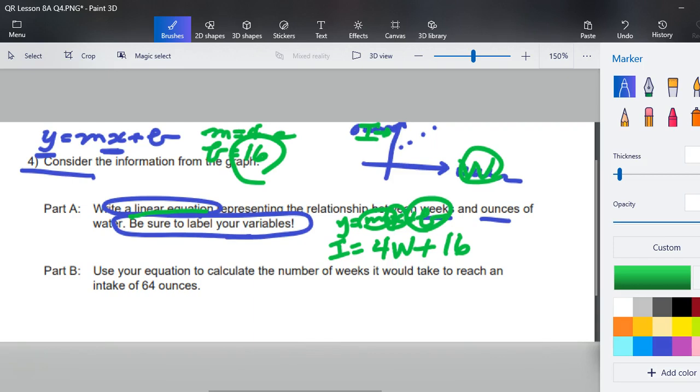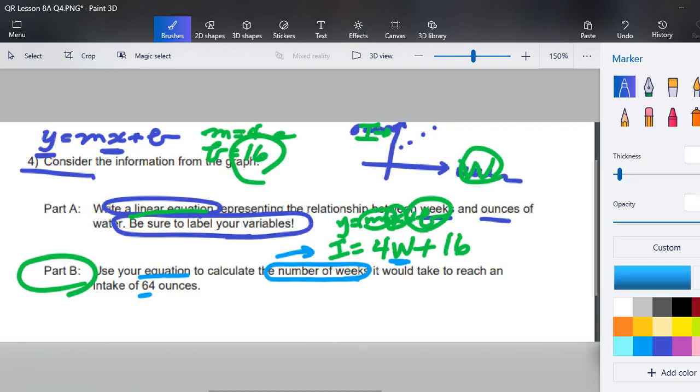With that in mind, part B says, let's do a calculation. So question 1 asks us just to play around with and figure out how long it would take. But if we've got an equation, we can do it very quickly and exactly to find the number of weeks. So we're looking for the W. How many weeks is it going to take to reach an intake of 64 ounces? So you would always want to rewrite your equation. In this case, it's I equals 4W plus 16.